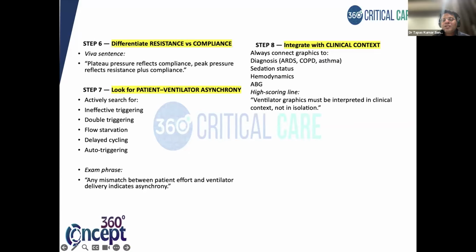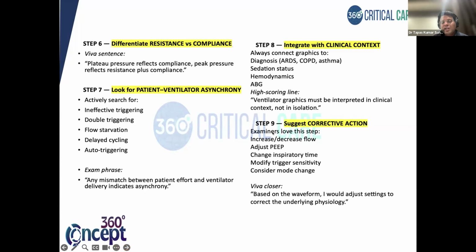So the last line would always be: ventilator graphics must be interpreted in the clinical context, not in isolation. Now, the last one: just integrating doesn't solve your problem. The examiner would be expecting that as a doctor, as a responsible intensivist, as a consultant, you need to suggest the corrective action at that time and do it also.